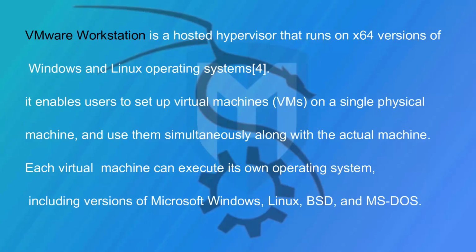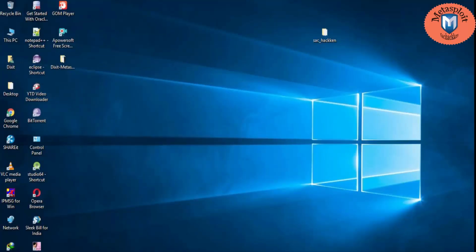VMware Workstation is a hosted hypervisor that runs on 64-bit versions of Windows and Linux operating systems. It enables a user to set up a virtual machine on a single physical machine and use them simultaneously along with the actual machine. Each virtual machine can execute its own operating system, including versions like Microsoft Windows, Linux, BSD, and MS-DOS. So that's a small introduction of VMware Workstation.